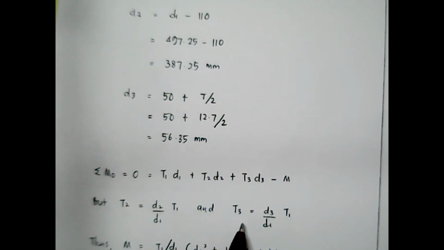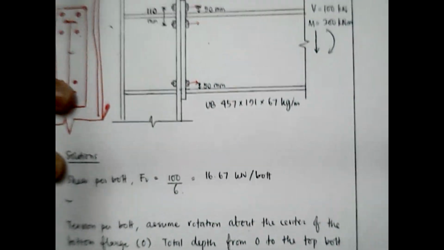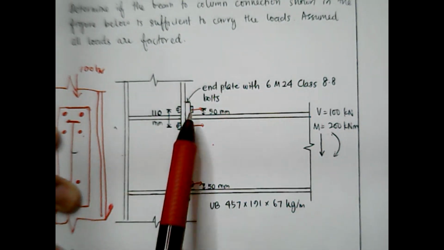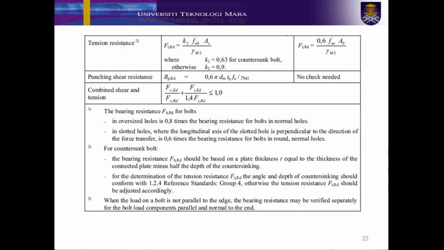So in this example, I will show you how you can check the verification of the combination of tension and shear for the first bolt, which is this bolt. Referring to the slide, if you can see at this slide, there is a failure mechanism that must be checked under the combination of tension and shear.